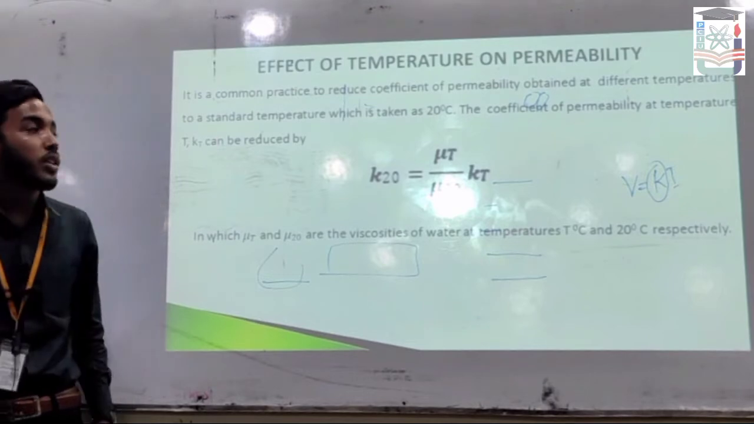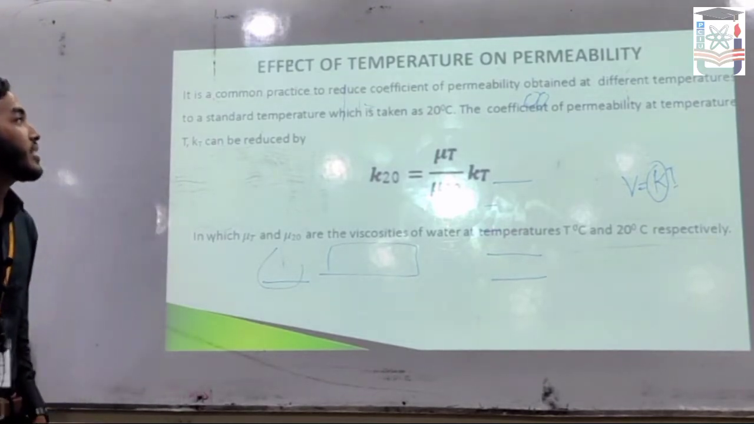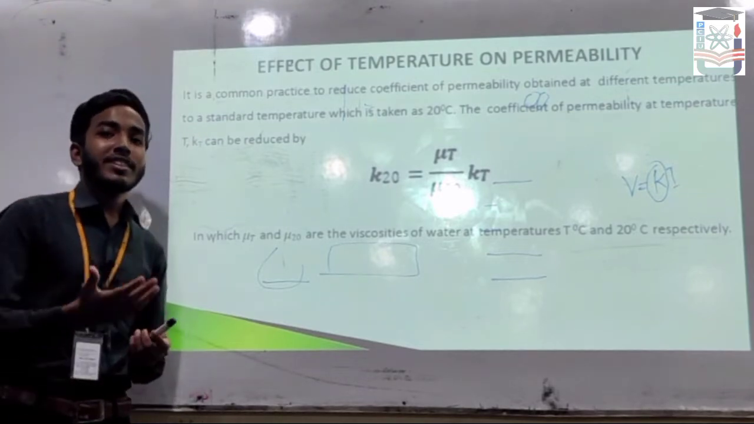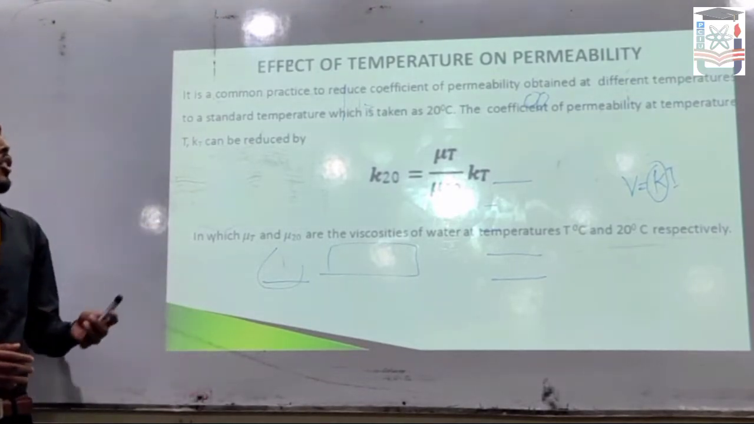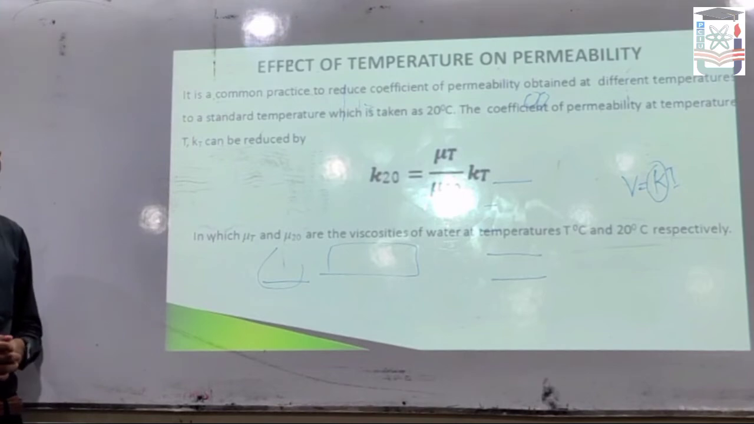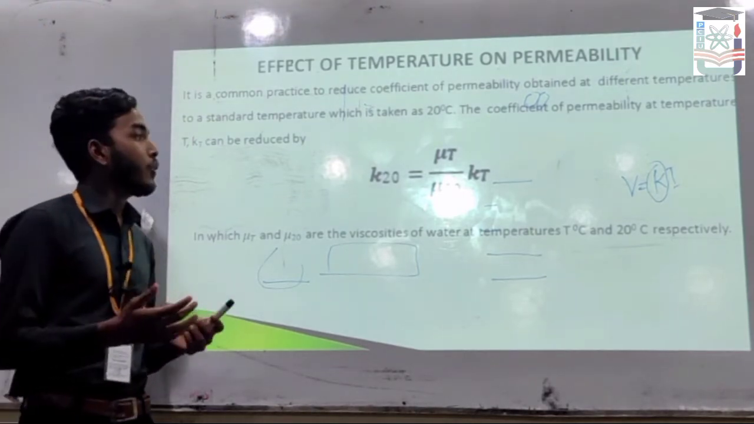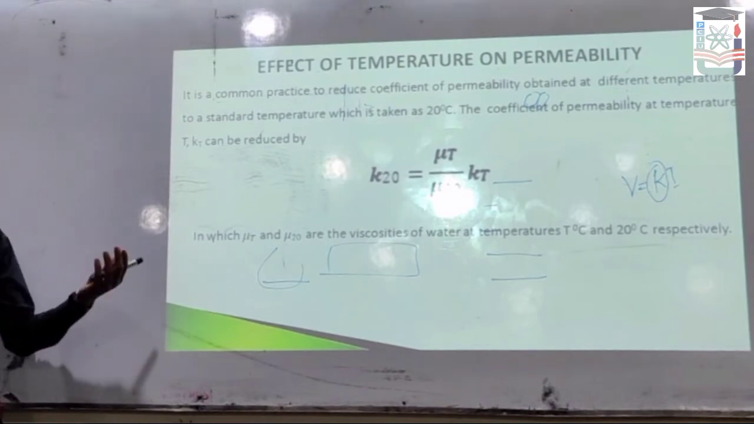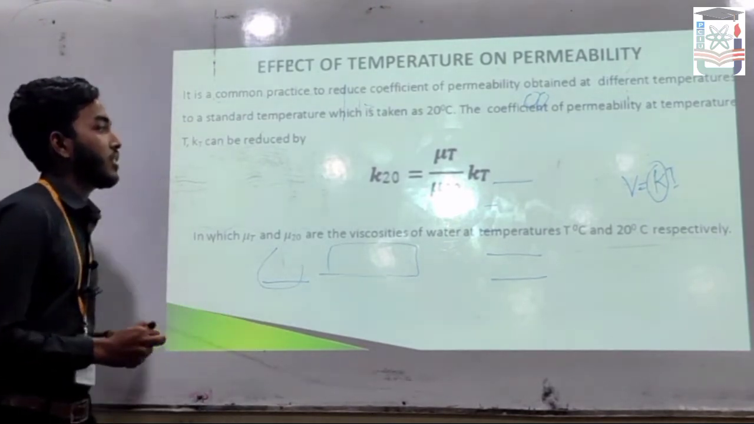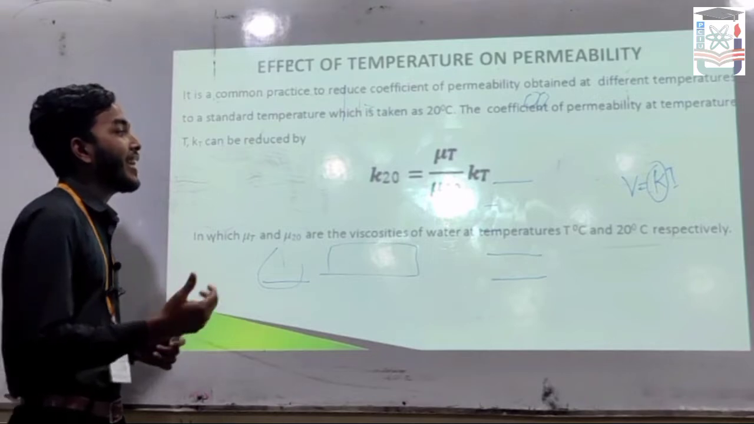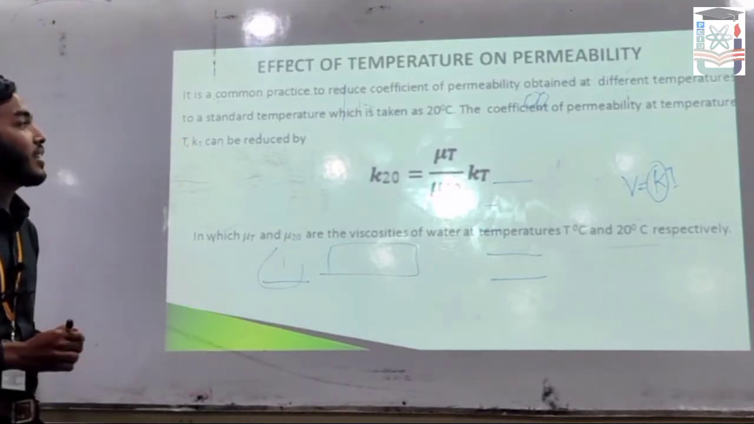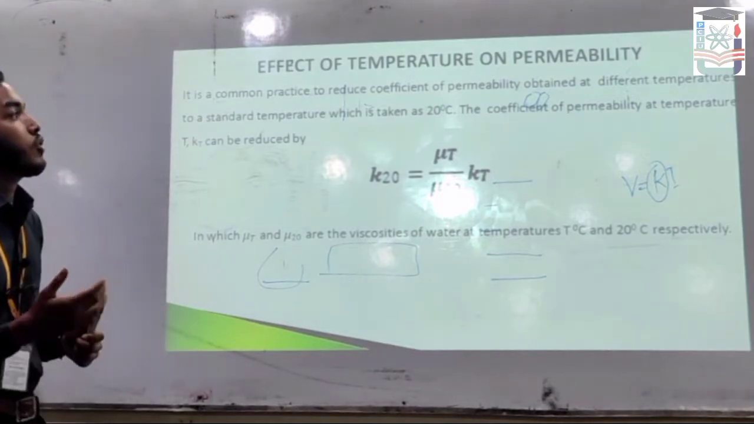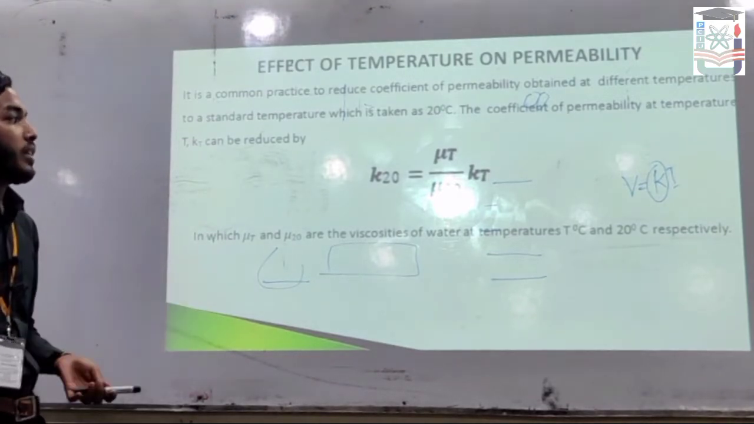My ID is CN02106733. Today I will discuss the effect of temperature on permeability. Our previous group already described how to determine the coefficient of permeability, but they didn't take the value at standard temperature. Now I will teach how to convert it to standard temperature. The value taken at 20 degrees centigrade is known as the standard value for the coefficient of permeability.